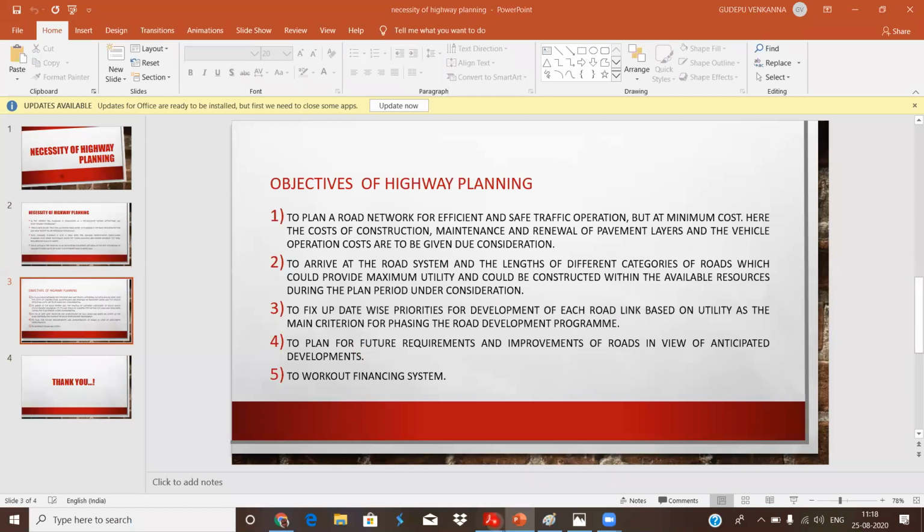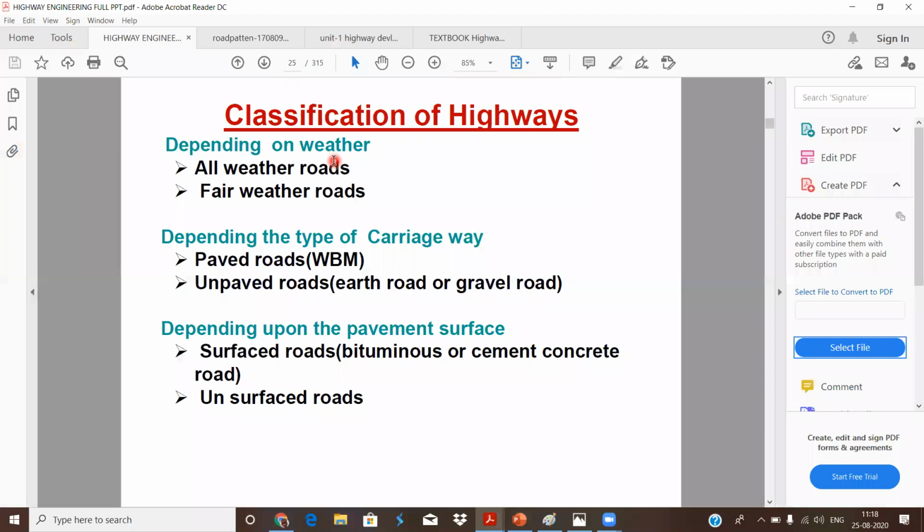Coming to the next topic, classification of roads. There are different types of classifications depending on different conditions. The main classification of highways depending on weather is all weather roads.